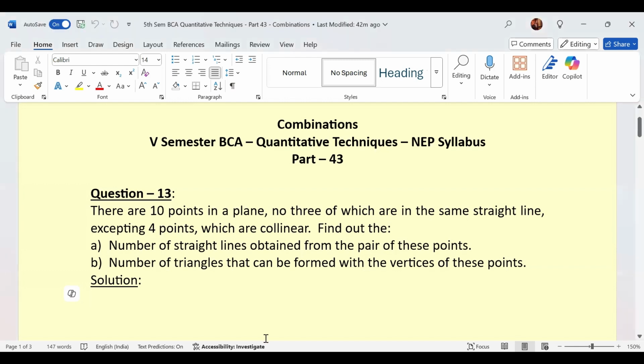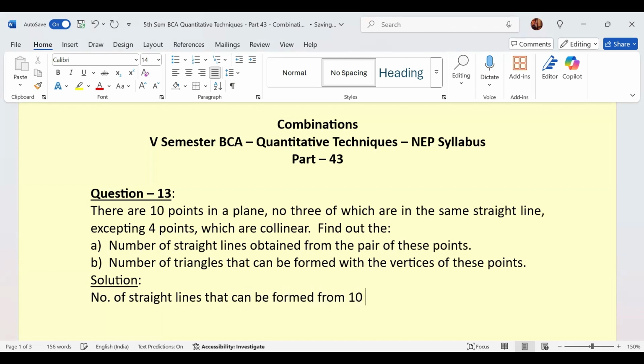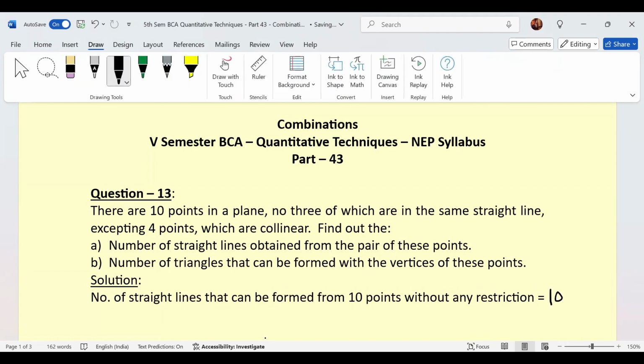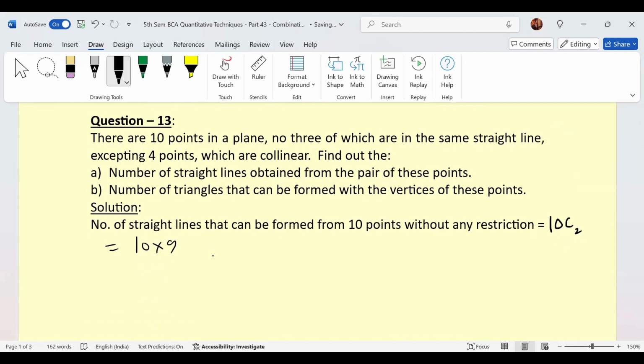First of all, we will find out how many straight lines can be formed from 10 points without any restriction. For a straight line to be formed, we need 2 points. 2 points means we can join those 2 points and make a straight line. That means it is 10C2. 10C2 will be 10 into 9 divided by 2. That will give you 45 straight lines.